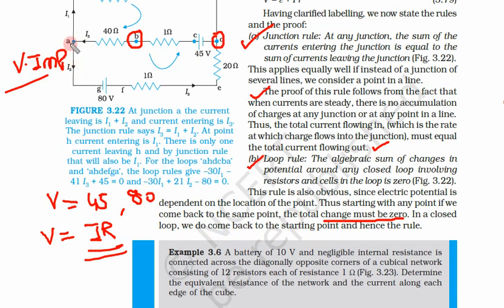So we started from this point and we again came back to this point, so the potential difference would be 0. If we have started from some other point, let us say this point B, and came to point A, there would be some potential difference. But again, if we came back to point B, the potential difference should be 0.